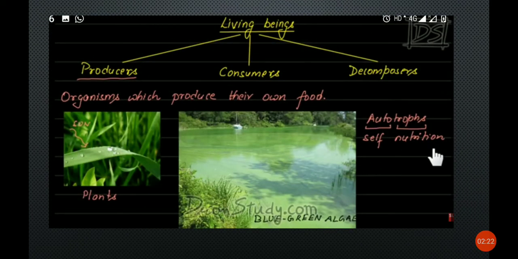And you also know that producers means plants. So plants are also called autotrophs. Auto means what? Self. Trophs means nutrition. Self nutrition means they can prepare their own food. That is the reason, this is actually a scientific word, you can say autotrophs. So producers are also called what? Autotrophs.